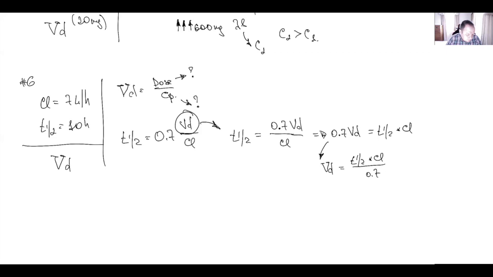So what is the answer? 100, right? That will be 100. Clearance 7 liters per hour multiplied by 10 hours and divided by 0.7. Hours we're crossing, getting 70 over 0.7 liters, and this corresponds to 100 liters. And the last question related to the volume of distribution.